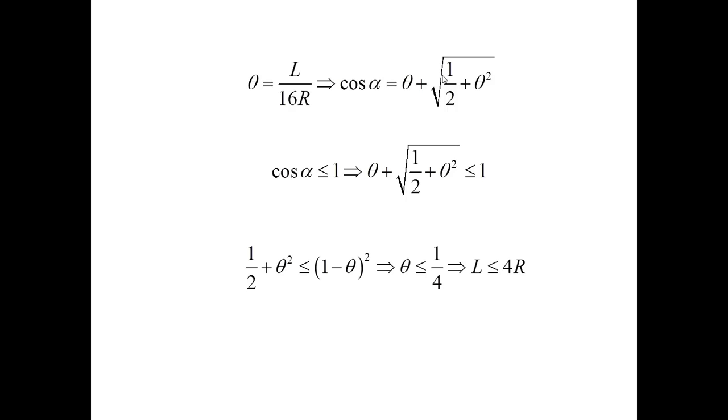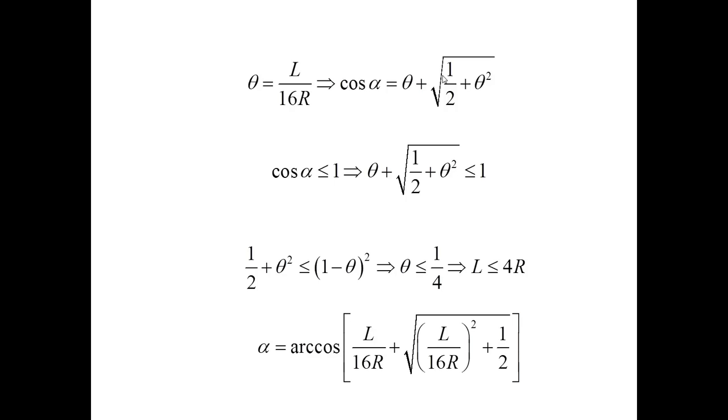And the critical value of theta corresponds to 1/4, and it means that L has to be less than 4r. Please go back to the second slide and see that this is the critical value for L that signifies a transition from medium bars to long bars. Again, provided that L is less than 4r, I can express the angle alpha in this form.